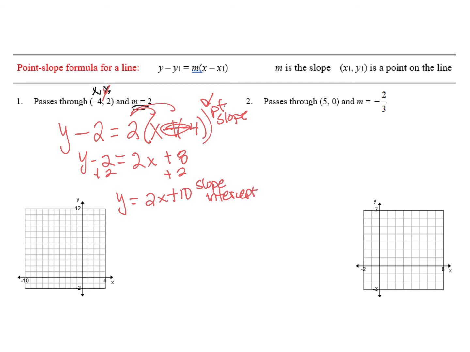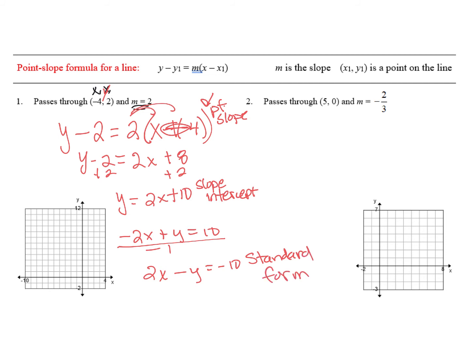And then I can simply move the 2x over and make it negative 2x plus y equals 10. And then divide everything by negative 1 and get 2x minus y equals negative 10. And this is what we would call standard form. So there you can see a line from when we took the information: point slope form, slope intercept form, and standard form. So let's look at this next one.